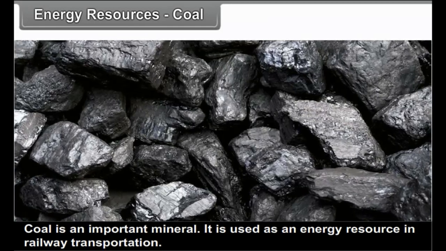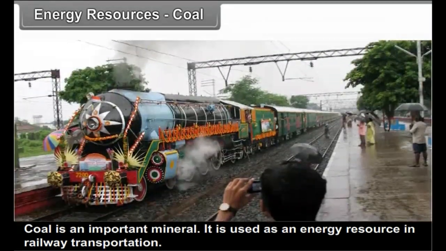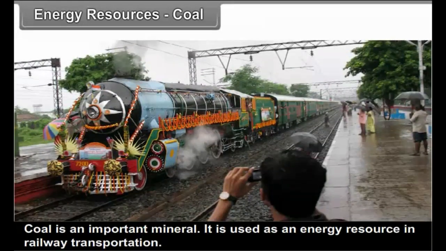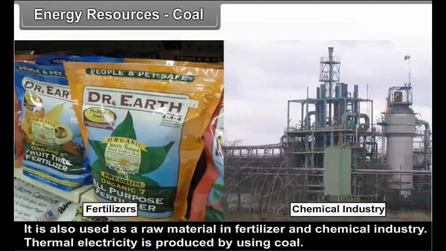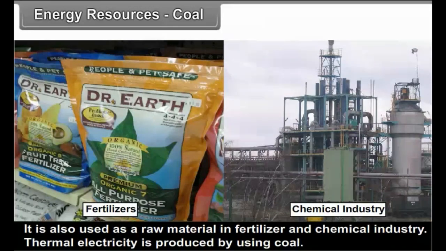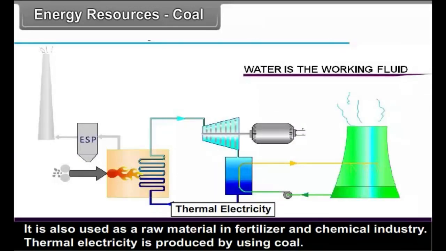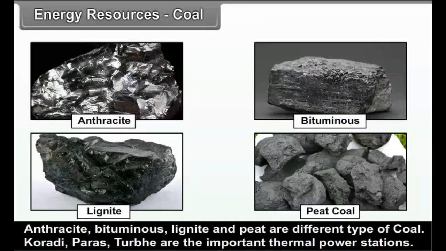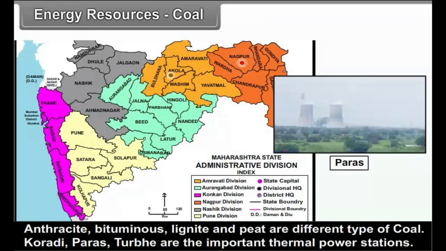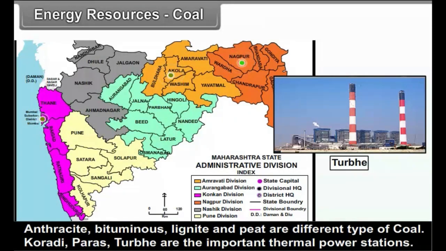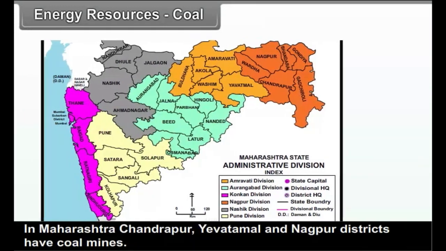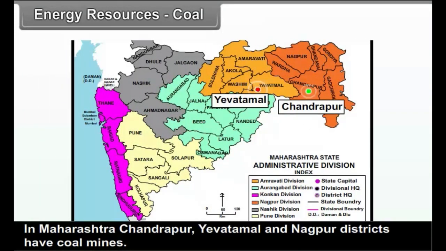Energy resources. Coal. Coal is an important mineral. It is used as an energy resource in railway transportation. It is also used as a raw material in the fertilizer and chemical industry. Thermal electricity is produced by using coal. Anthracite, bituminous, lignite and peat are different types of coal. Koradi, Paras, Parli are the important thermal power stations. In Maharashtra, Chandrapur, Yavatmal and Nagpur districts have coal mines.